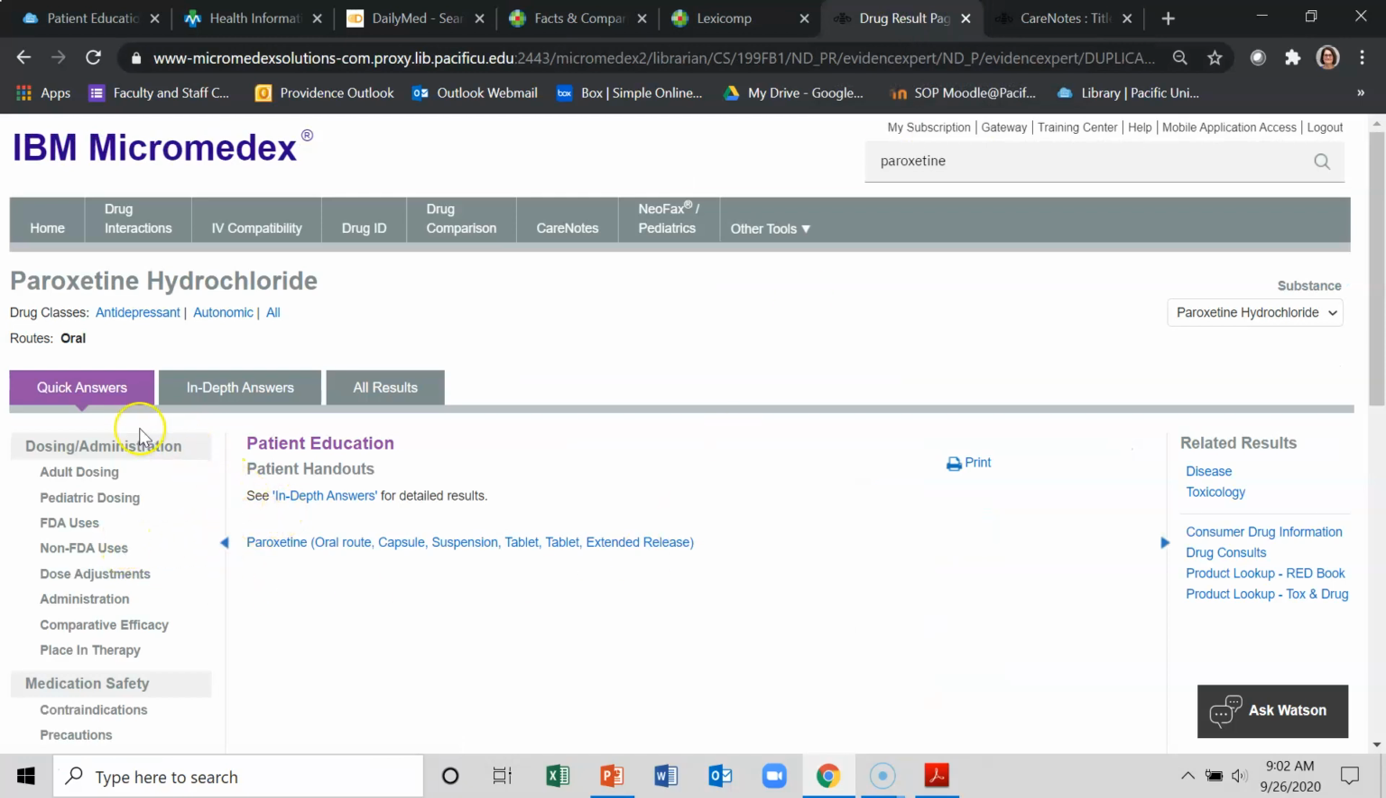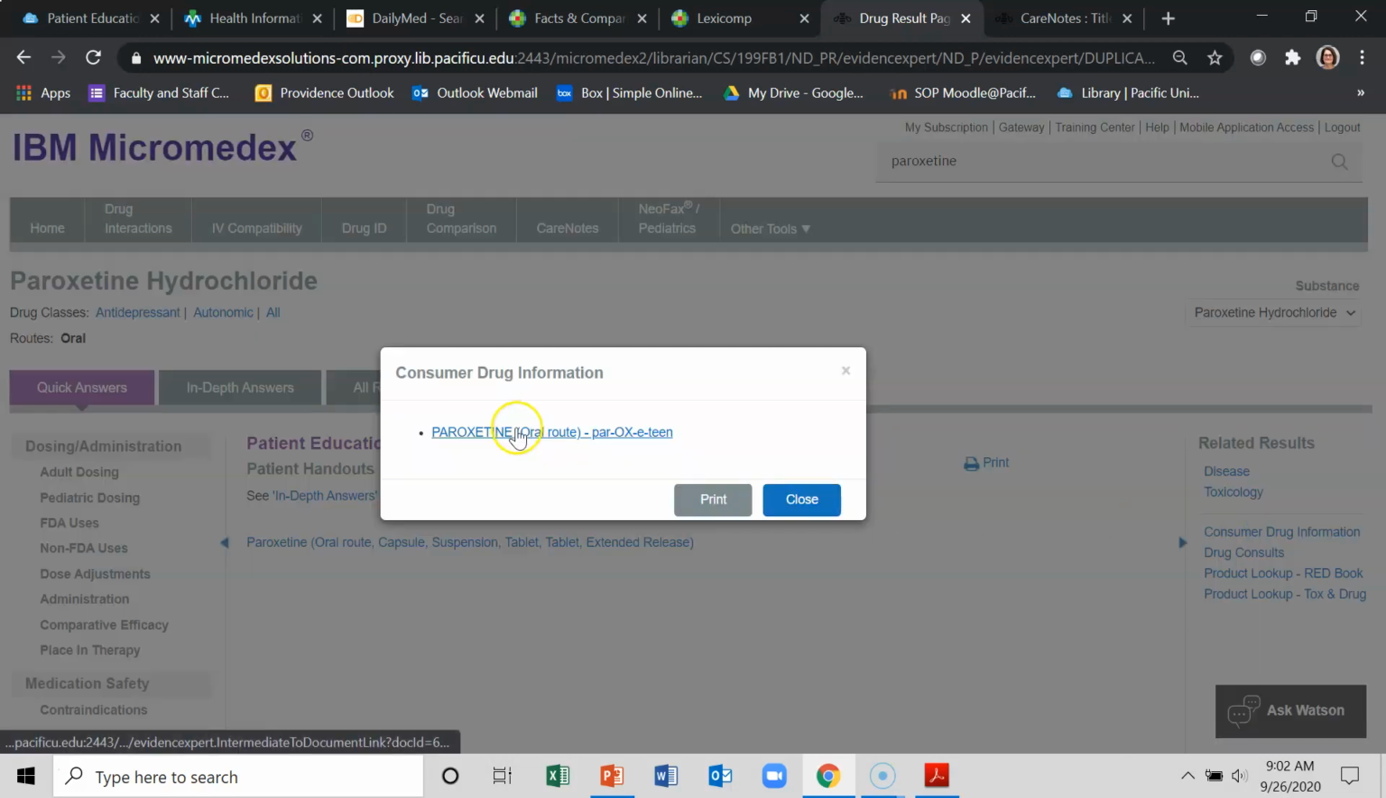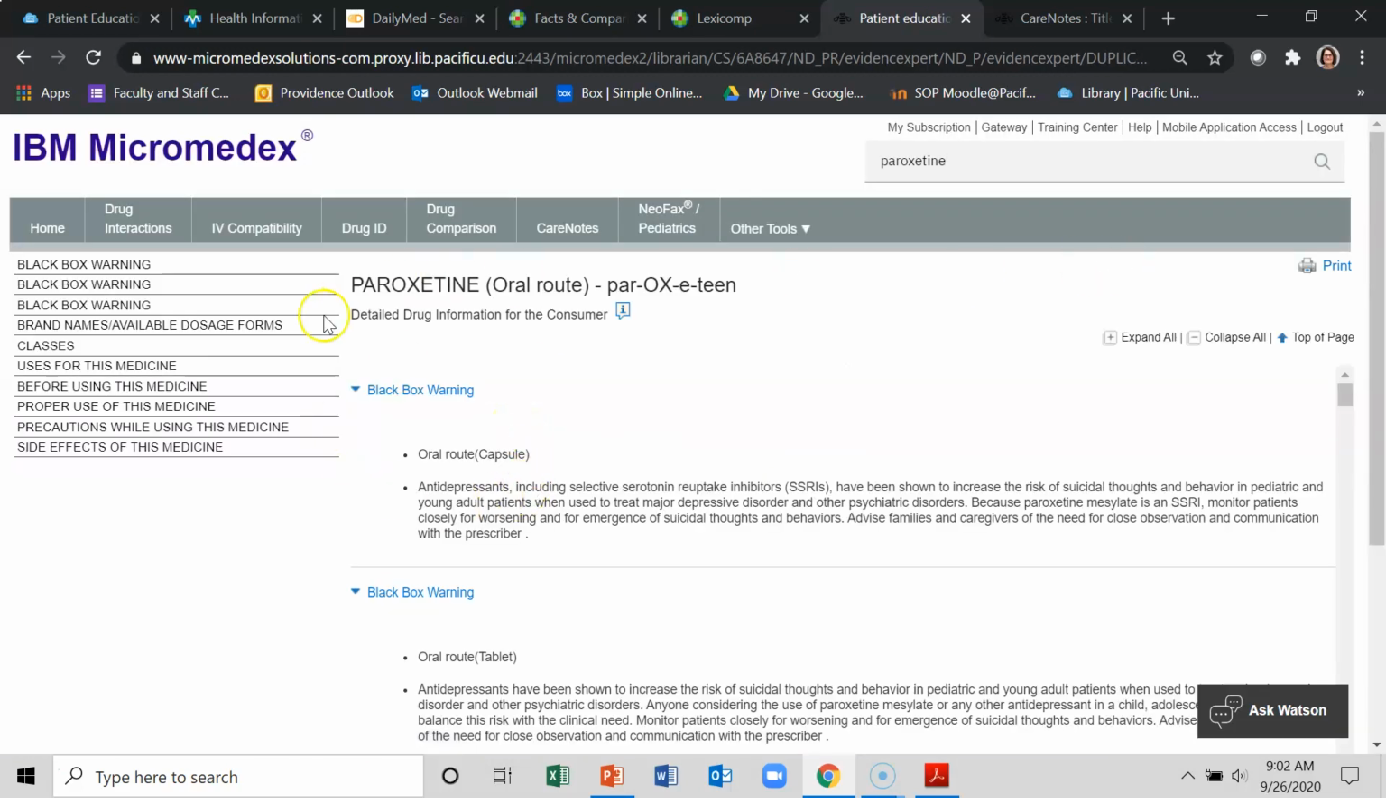Also, you can jump out directly over here in this right nav to this Consumer Drug Information tab, and then click on your monograph. So if you just want to look at it and aren't necessarily looking for a printable form of it, you can go either way.